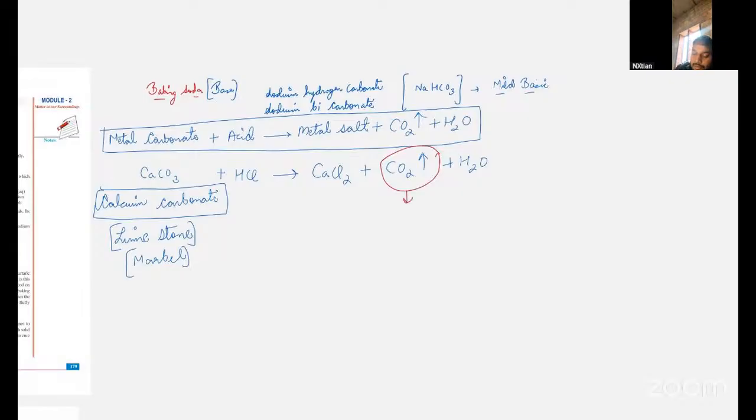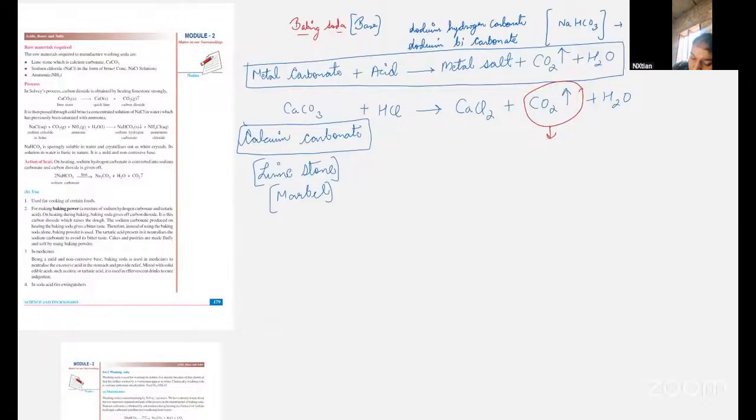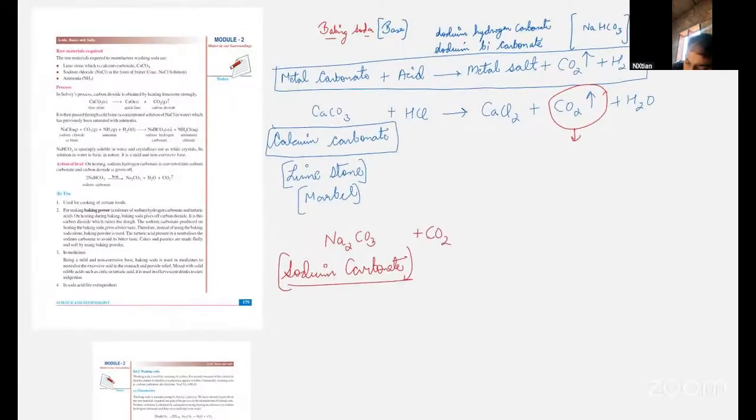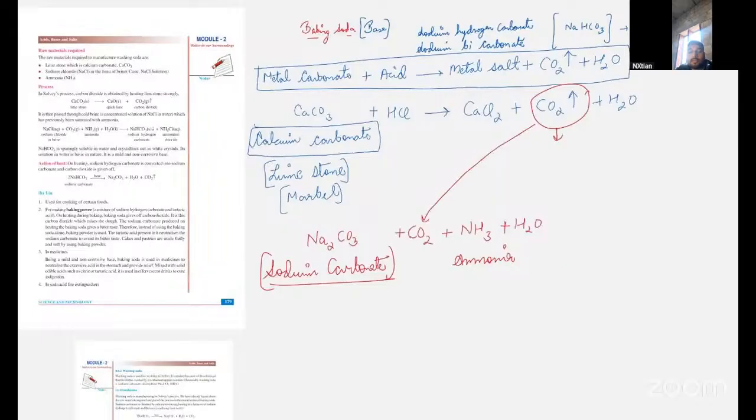Now I will trap this carbon dioxide gas, and then I will take Na2CO3, which is also called sodium carbonate. Okay, sodium carbonate, and with this I will take the carbon dioxide gas which I trapped from the above reaction, plus ammonia, and H2O. Did you understand, guys, what I take?